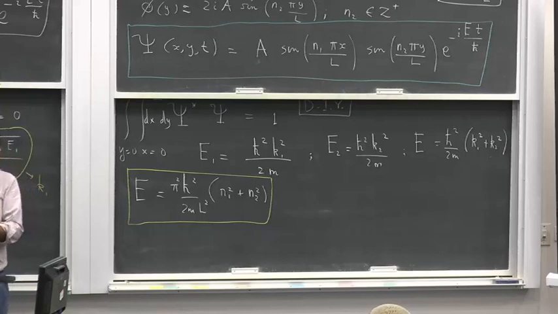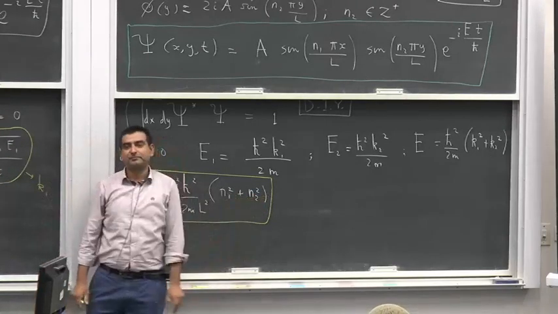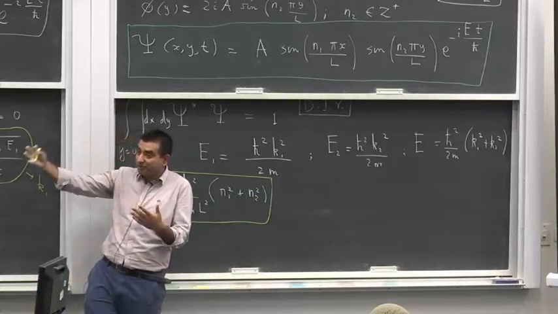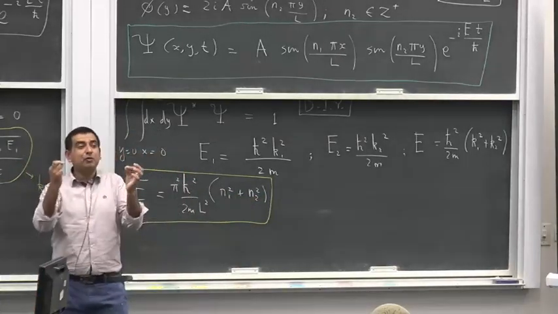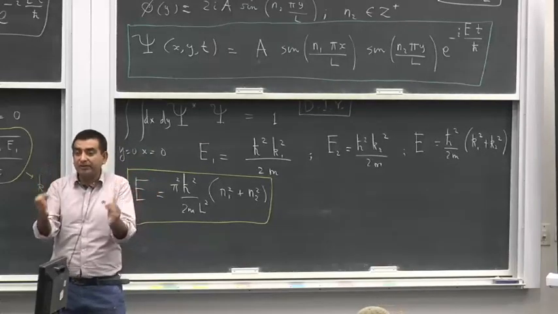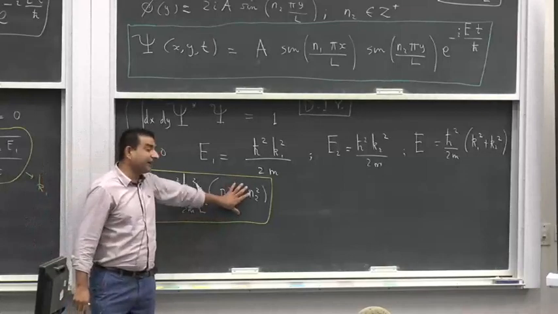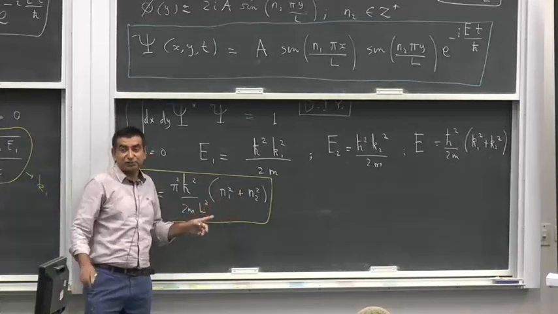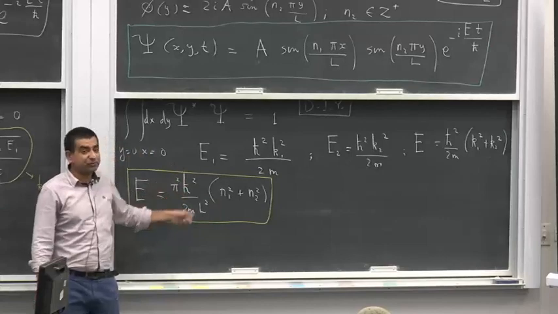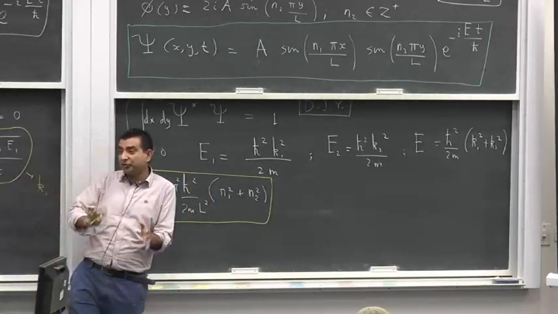The energy is actually totally determined by two numbers. One of them is n1 and the other is n2. We have a two-dimensional problem, we get two quantum numbers. These n's are called quantum numbers. In a 1D infinite well, we just had n squared. Just n squared. The energy was n squared pi squared h bar squared over 2mL squared. Now we have n1 squared plus n2 squared.